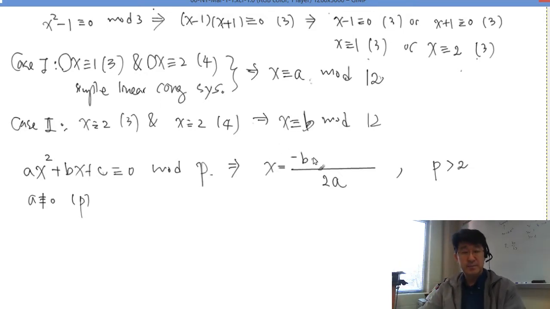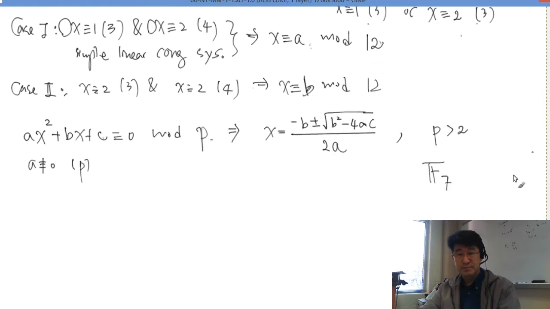Negative b plus minus square root of b squared minus 4ac. The only troubling thing is the square root, right? But it is exactly what it is, square root of whatever it is. In F7, do you know what the square root of 2 is in F7? Something you square, you get 2.